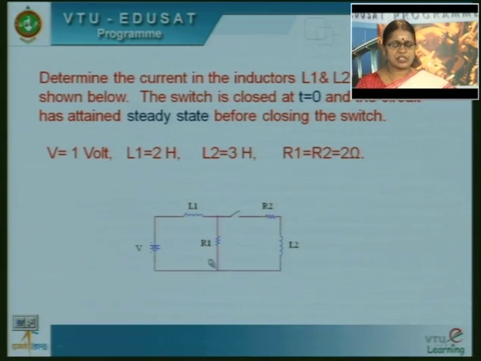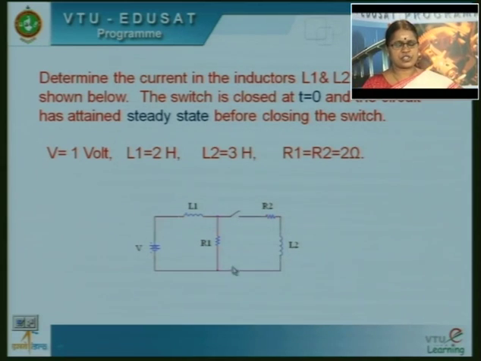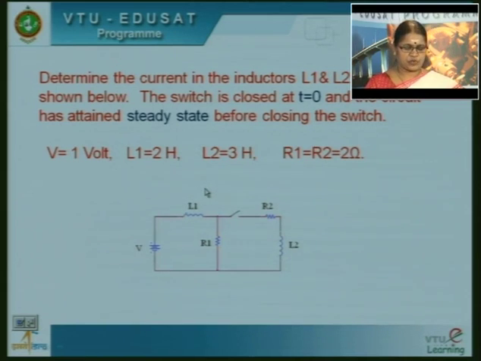And if you look at this loop, this switch is kept open. So, there is no current flow through inductor L2 before closing of the switch. Before the closing of the switch, there is no current flow through the inductor. So, the initial value of current flowing through inductor L1 is V by R1, and the initial value of current flowing through inductor L2 is 0. So, knowing the value of I at 0 minus for inductor L1 and inductor L2, we can draw the transformed network.